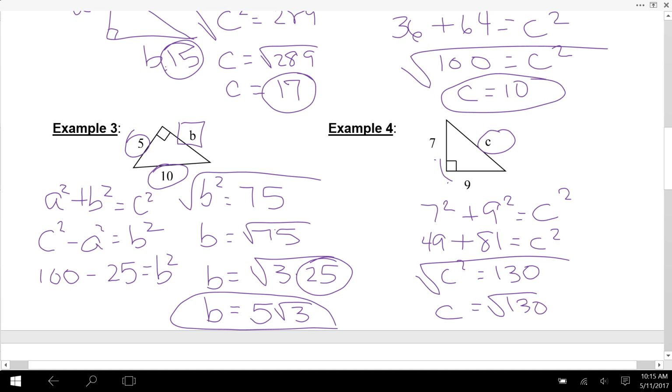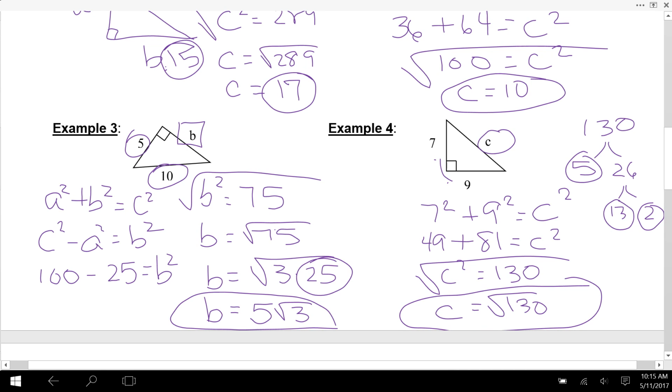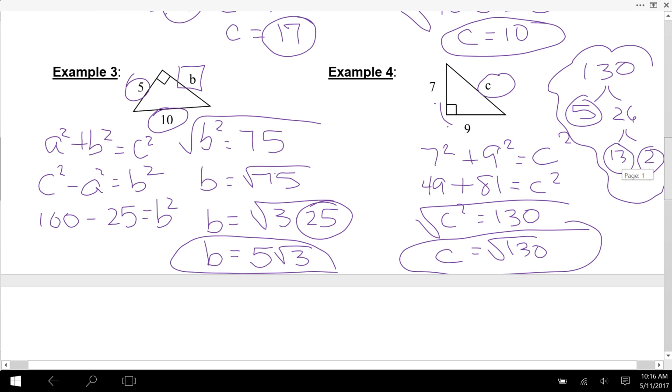130 is, I'm going to do it up here. 130 is 5 times 26. 26 is 13 times 2. None of those have matches or are perfect squares. So this is as simplified as I can get, and C equals the square root of 130 is my answer. But I did double check just to make sure that there wasn't a perfect square hiding in there somewhere.